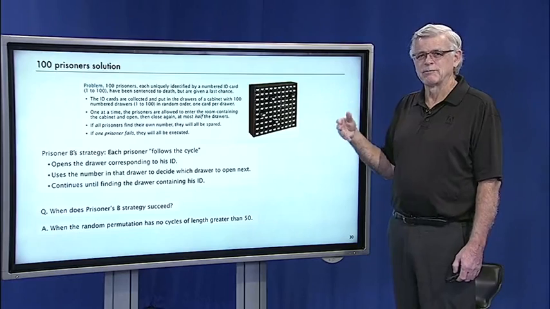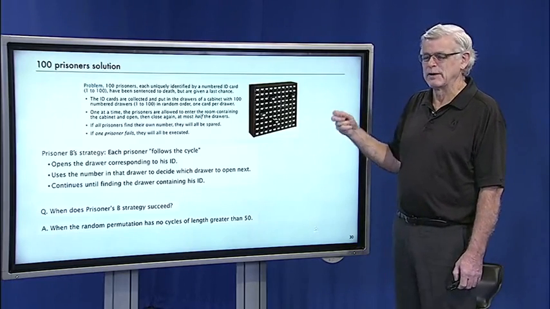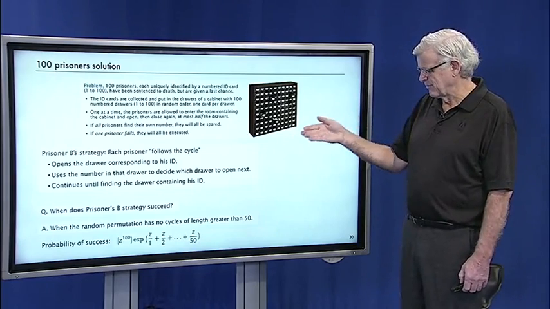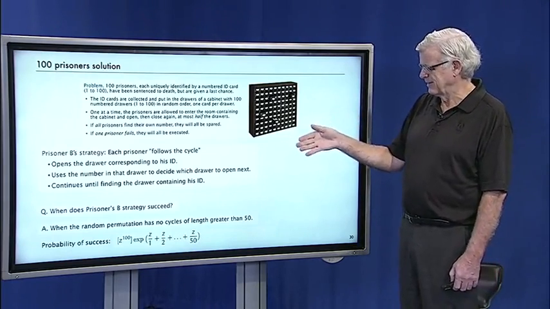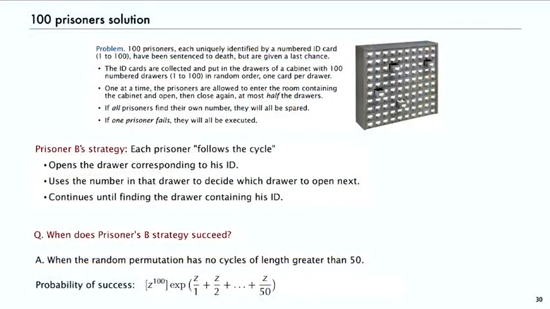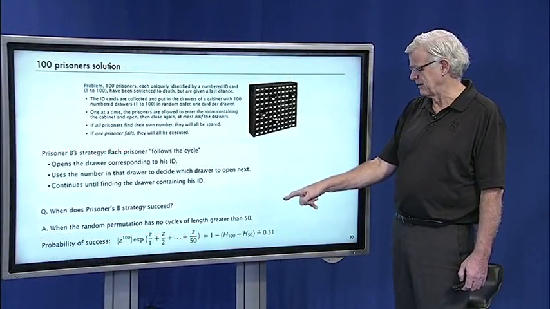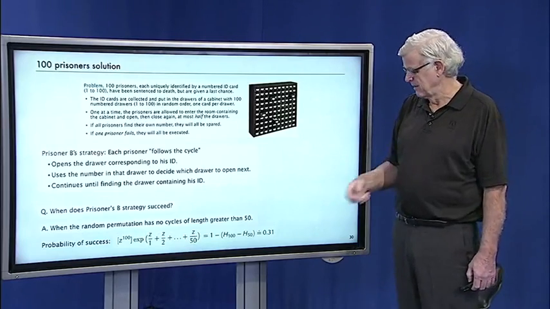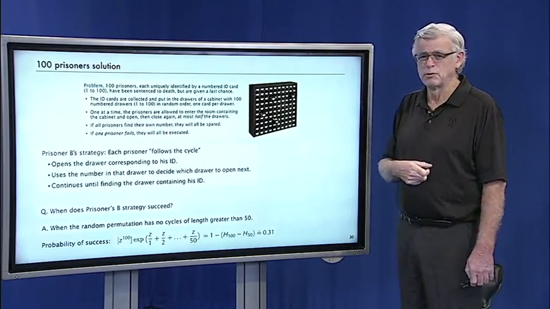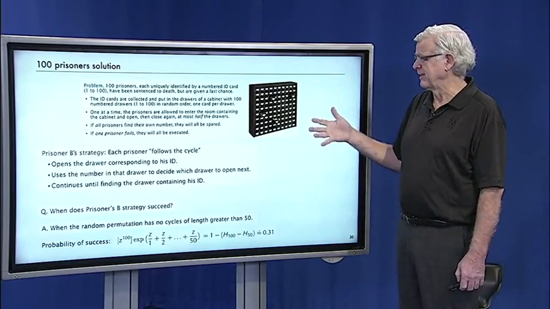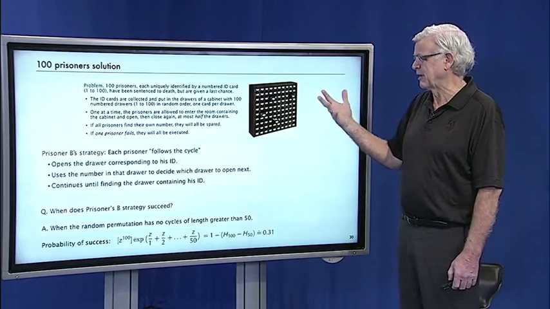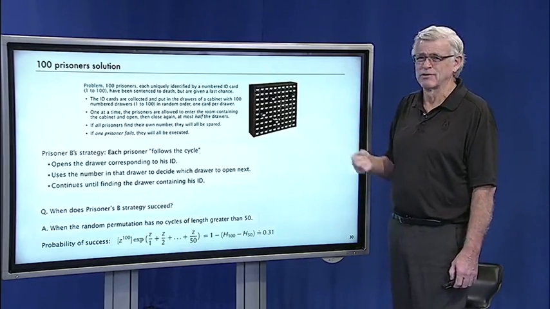So what's the chance that a random permutation has no cycles of length greater than 50? Well, it's the coefficient of z to the 100th in e to the z plus z over 2 plus so forth up to z over 50. And that's just a slight generalization of the little exercise that we just did to see that that coefficient is going to be 1 minus the 100th harmonic number minus the 50th, which is about 1 minus log 2, 0.31. That's a solution to the 100 prisoners problem and an application of the study of the cycle structure of permutations.